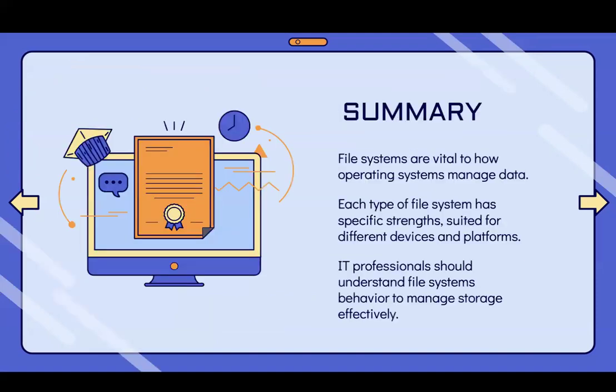So to close out, file systems are absolutely vital to how operating systems manage, organize, and access data. From the way files are named and stored to how they're retrieved and protected, the file system plays a central role in performance, stability, and security.